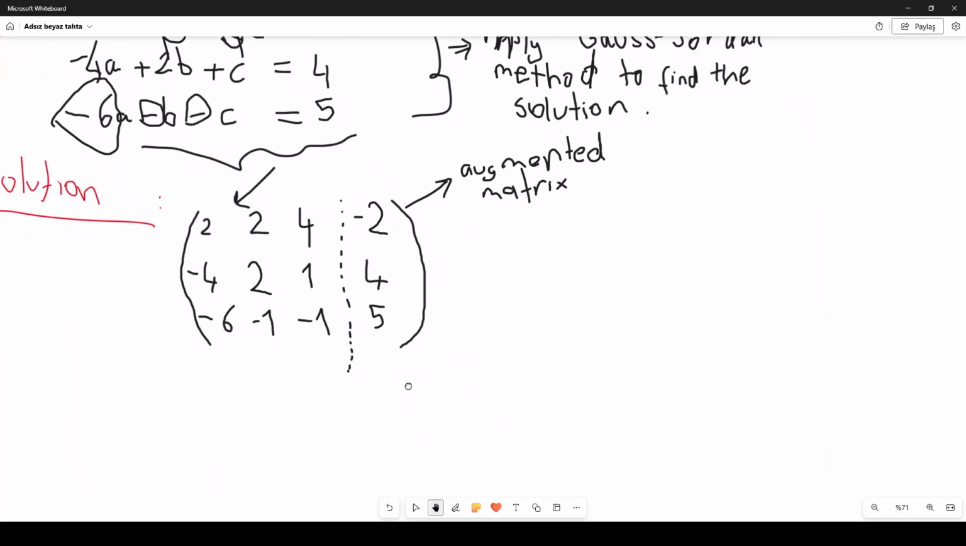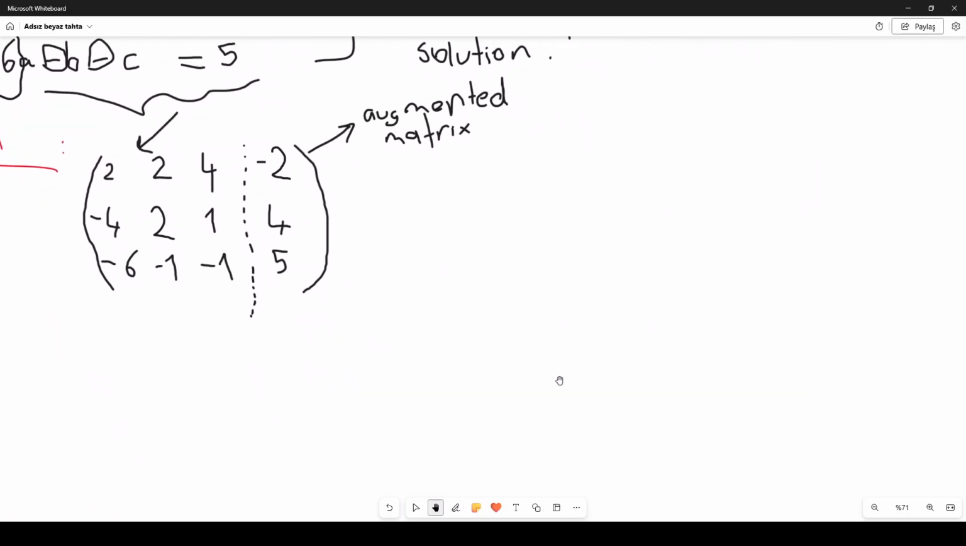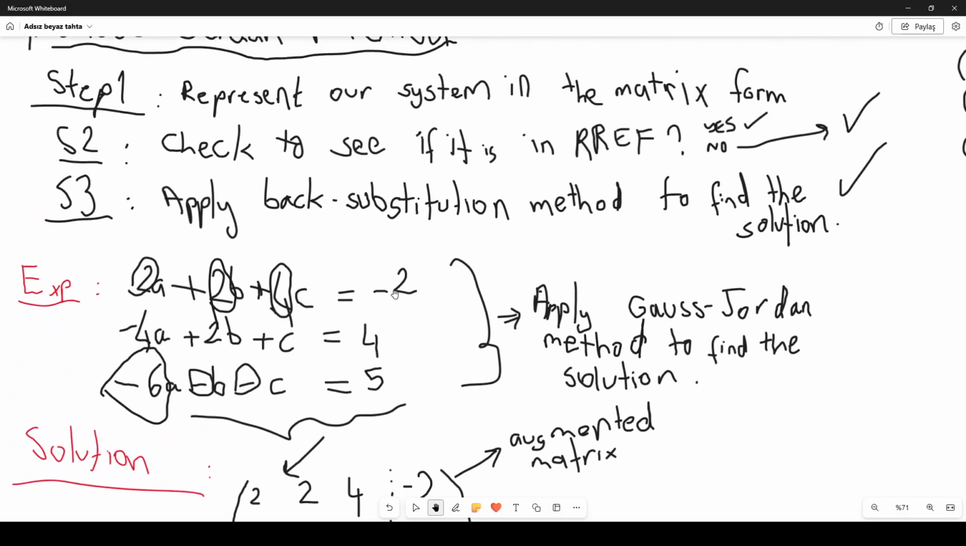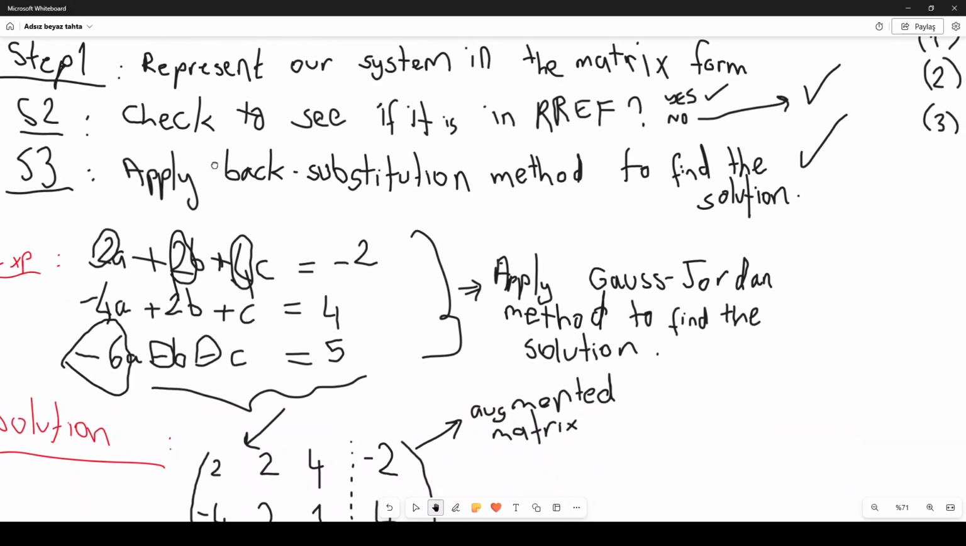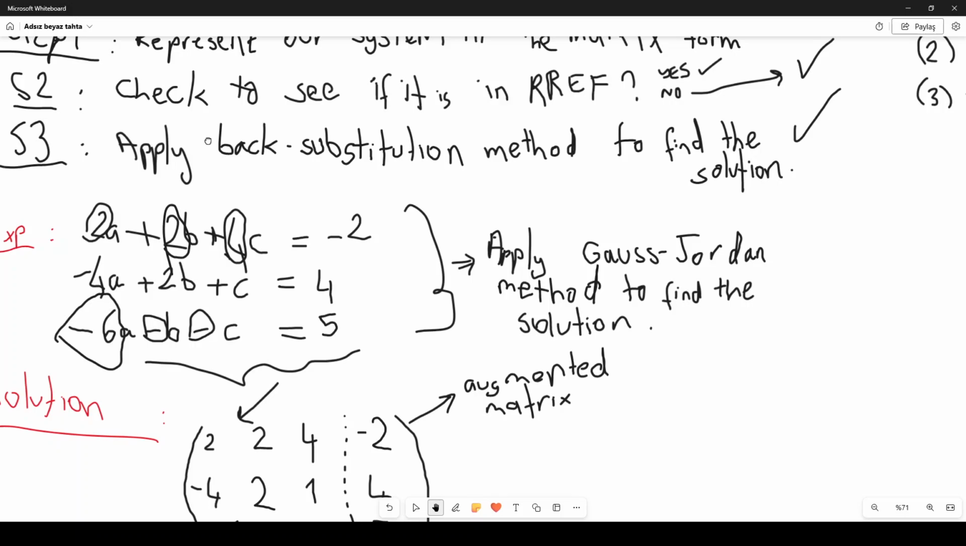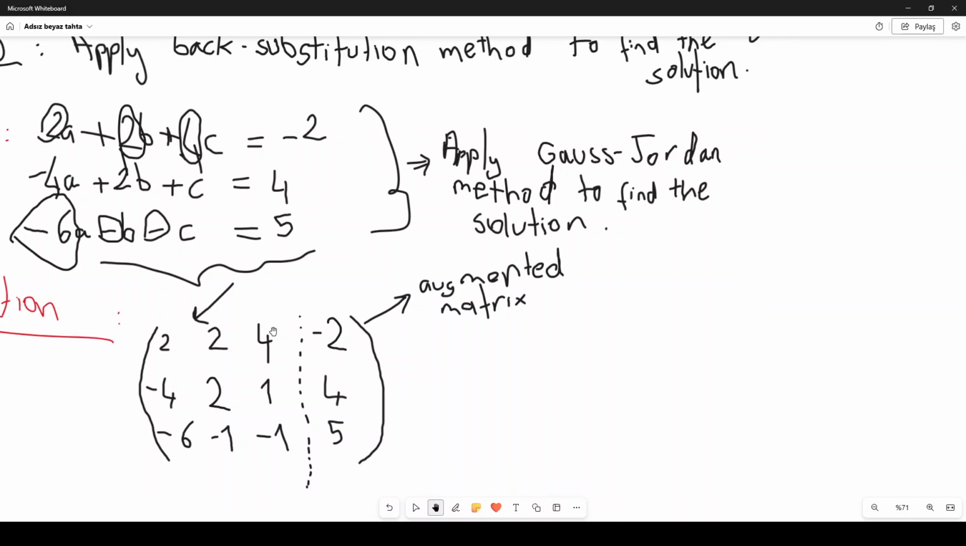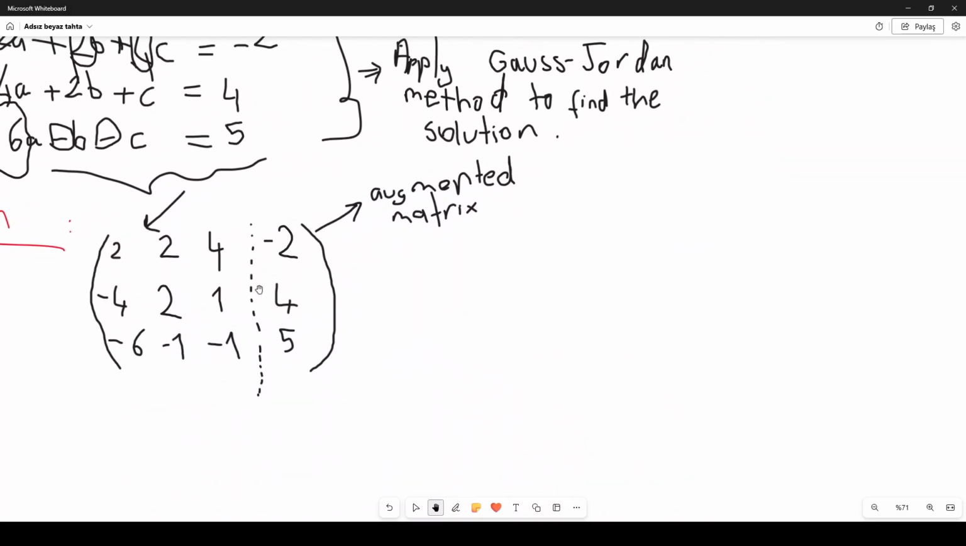Alright then, let's continue. Now we have the augmented form. And what is the second step of the Gauss-Jordan method? The first step is that you represent your system in the matrix form, which we have just done. And the second thing is we need to check to see if it is in RREF form or not. If yes, then there is no problem, but as we all see, unfortunately it is not in reduced row echelon form, because it is not even row echelon form at all. You see, there is no strictly increasing ladder of zeros here, so there is no zero at all.